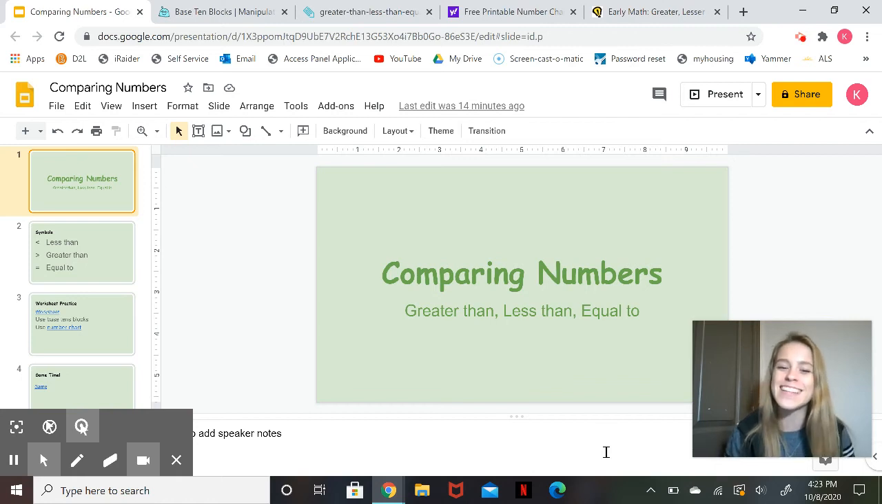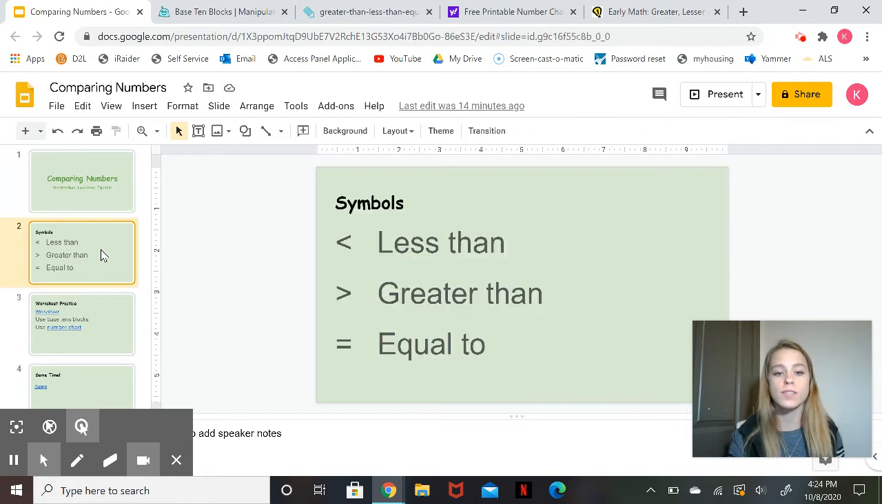Hello, hello, friends. So today we are going to be comparing two different numbers using the words greater than, less than, or equal to. And we're also going to be using their symbols. And if you notice, these symbols kind of look like alligators with their mouths open. And when we think about alligators, we think alligators love to eat. They are always hungry, right?